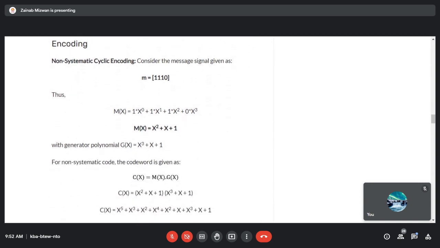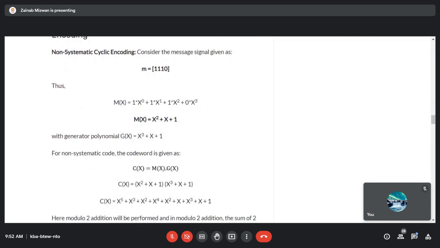So in the non-systematic cyclic encoding, consider the message signal given as m equals 1110. Again you can see a message 1110 is given to you. It means how many bits are there in the message? The value of k equals 4. Now we are using a cyclic coding technique here. In the cyclic coding technique, whatever message is given to us, we have to convert that message into the polynomial.